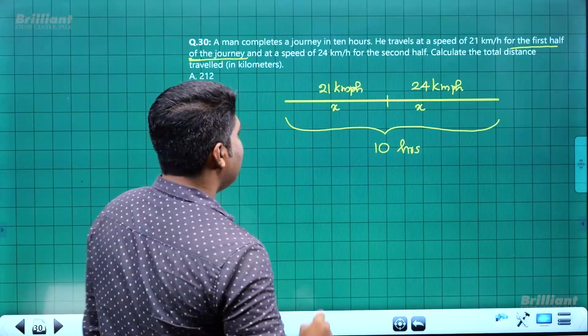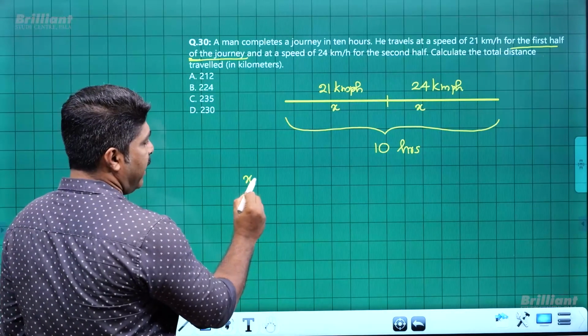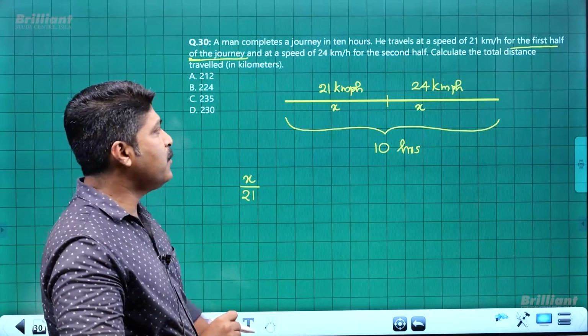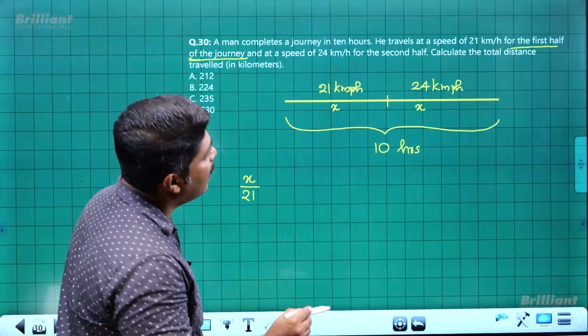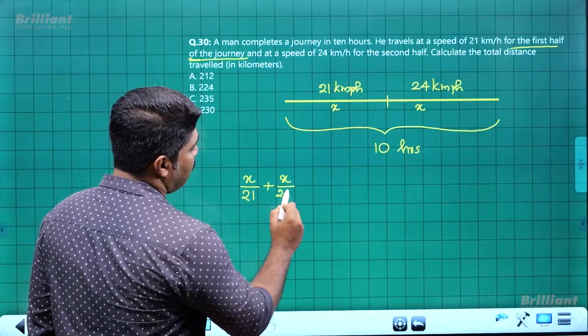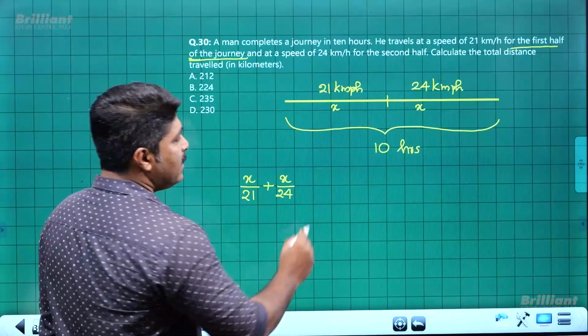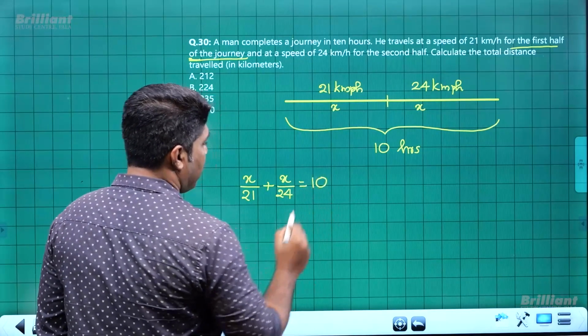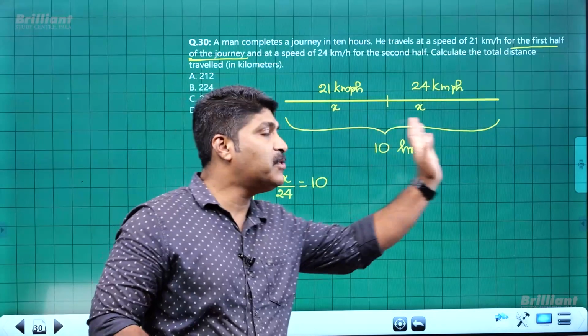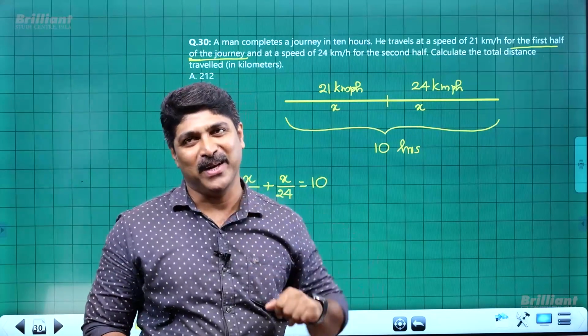Clear? So I just consider the time like this, x divided by 21. What you will get? That's the time taken to cover this half distance. And the second one, again, x divided by 24. So this is 10 hours. Then we have to find the value of x. Then finally we have to find 2x, because total distance we have to find out.